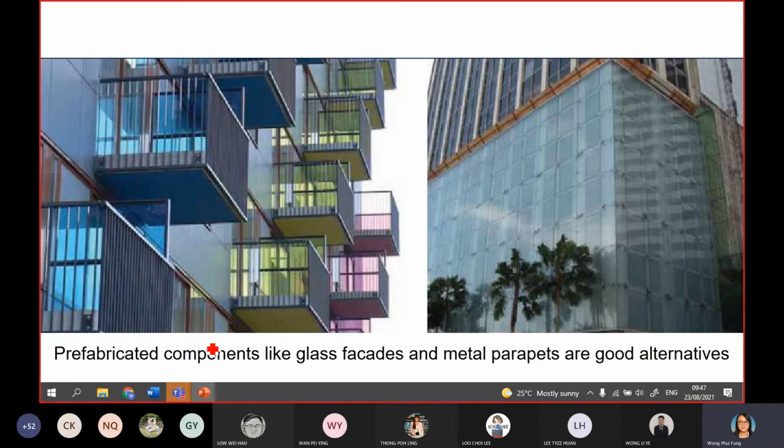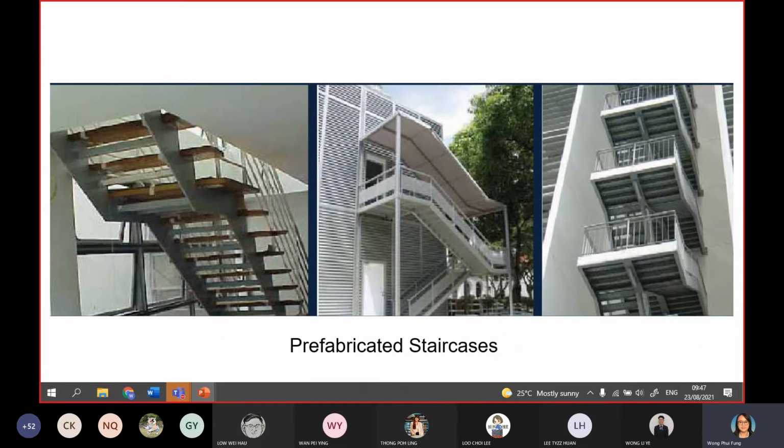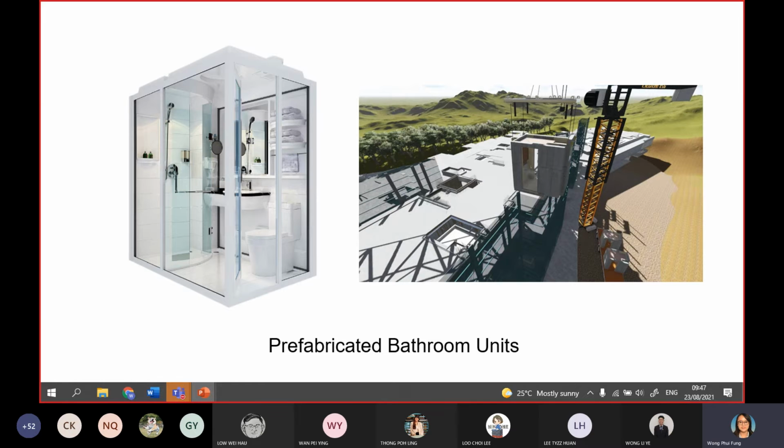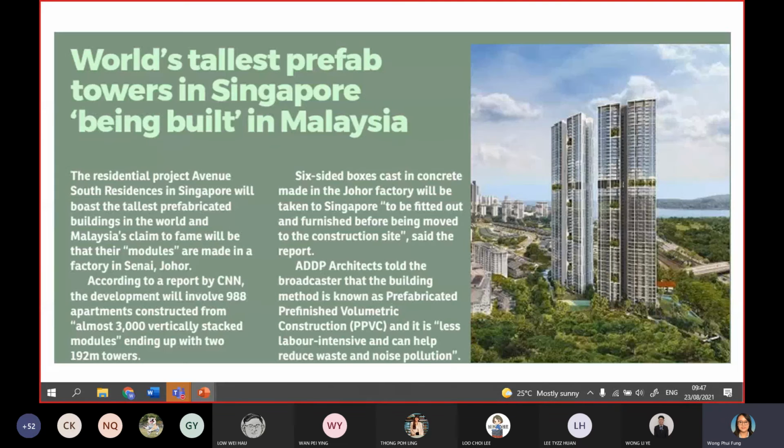And some examples, prefabricated components like glass facade, parapet wall are also a good alternative to think about, to install for a property. And we have also prefabricated staircases. Even bathrooms can be prefabricated. Okay, so here is some news for you to think about, to read.